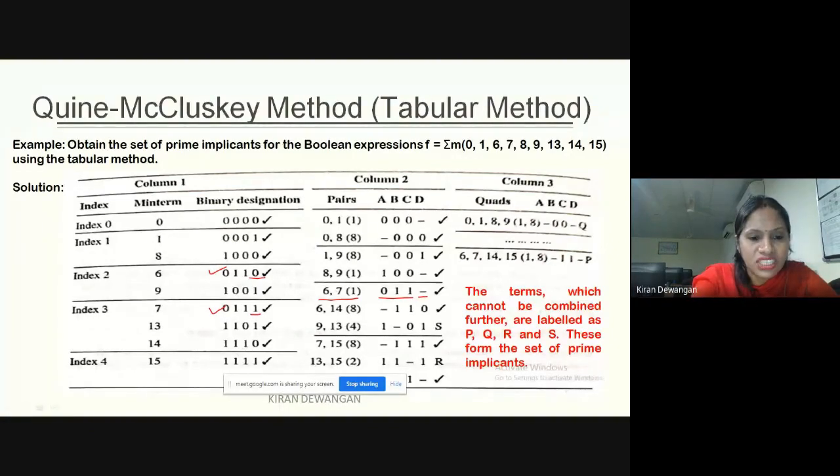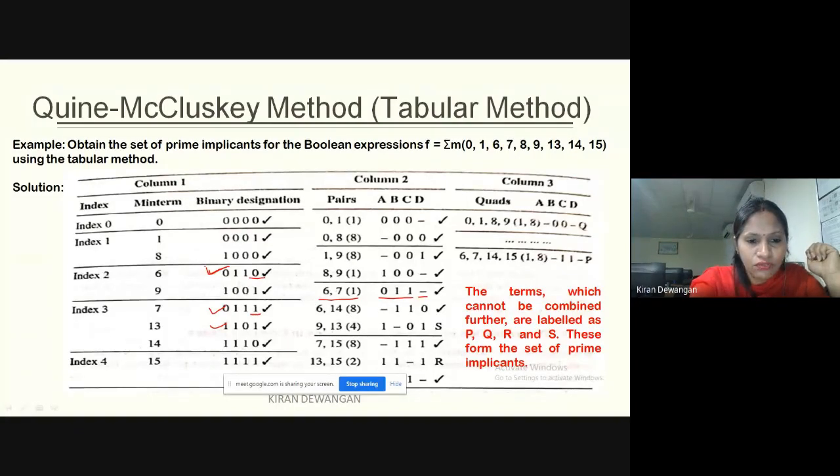Now we'll check 6 and 13. This one, will it form a pair? 6 and 13: 0, 1, 1, 0 and 1, 1, 0, 1. No, it will not form a pair because they differ by 3 bits. Okay? So they differ by 3 bits, so it will not form a pair.